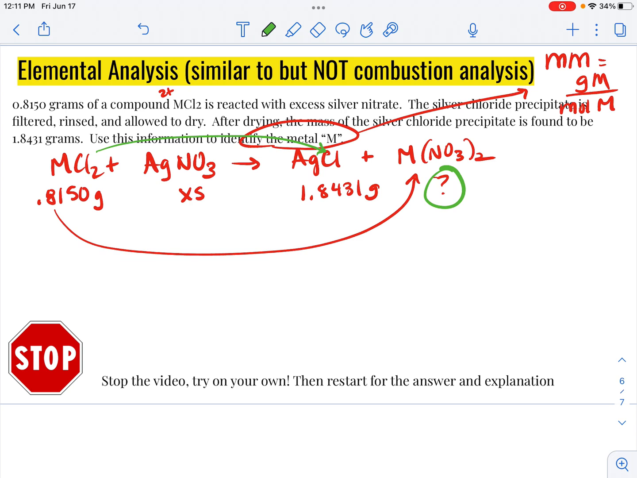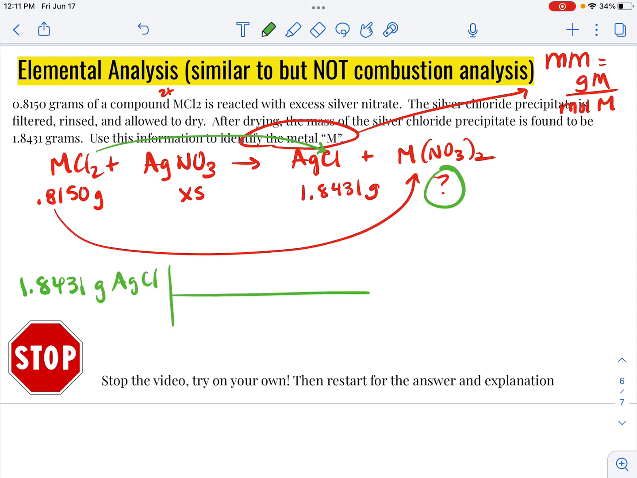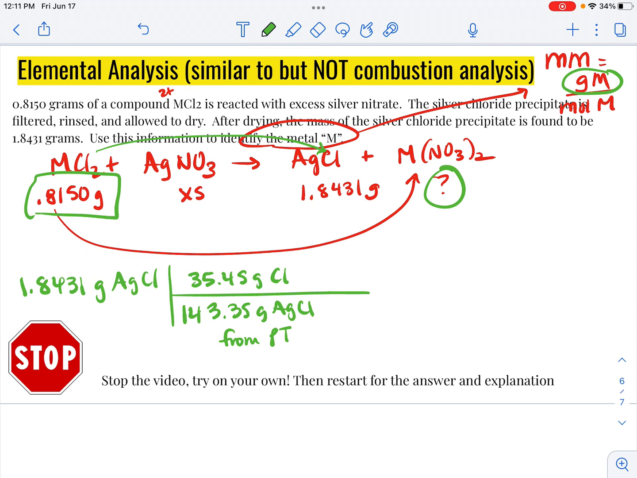All right, so let's look at this. The way that I worked this is I started with the silver chloride that I knew, 1.8431 grams of silver chloride. And remember that I'm trying to find the grams of M and the moles of M. So I'm going to use this to find both, starting here. All right, so I'm going to do 143.35 grams of silver chloride. This is from the periodic table. It is equal to 35.45 grams of chlorine. You might wonder why I'm looking for the chlorine, but that's because if I can figure out how much chlorine was in this 0.815 grams, then I can figure out how much of it is M, and that will tell me the grams of M.